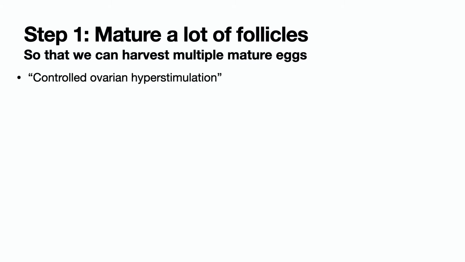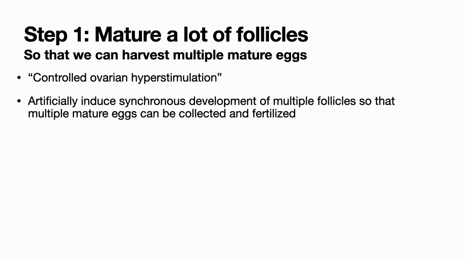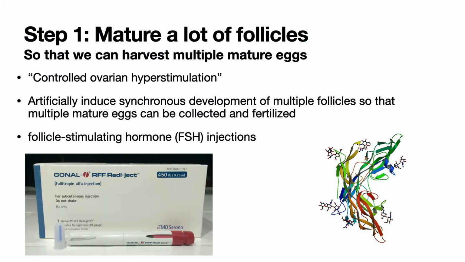This step is called controlled ovarian hyperstimulation. Our goal is to induce the simultaneous development of about a dozen different follicles so that we can collect and fertilize all of those mature eggs. Now take a quick moment and ask yourself, if I were a researcher trying to come up with a drug to cause ovarian hyperstimulation and stimulate a lot of follicles, what would I do? Well, it turns out that it's pretty straightforward. We are going to inject the patient with FSH, follicle stimulating hormone.